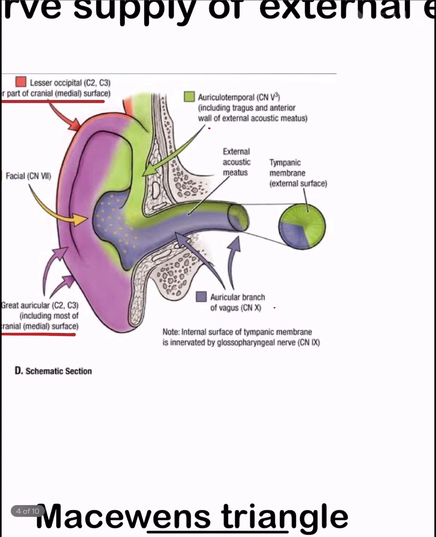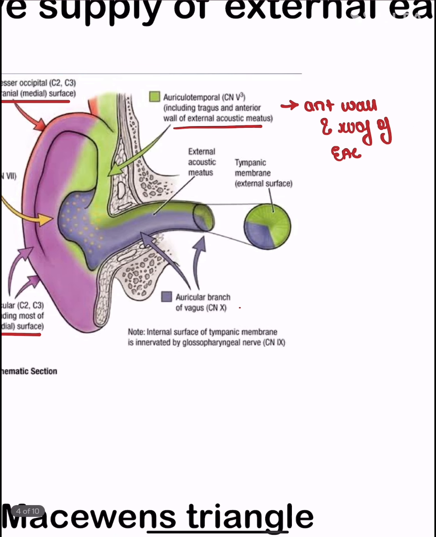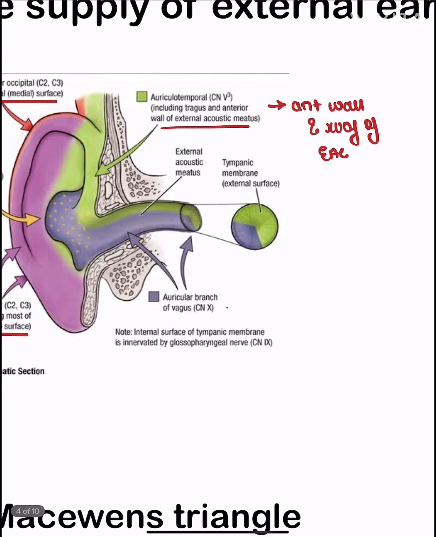The auriculotemporal nerve supplies the anterior wall and roof of external auditory canal and anterior part of ear. The posterior wall and floor of external auditory canal is supplied by vagus nerve.